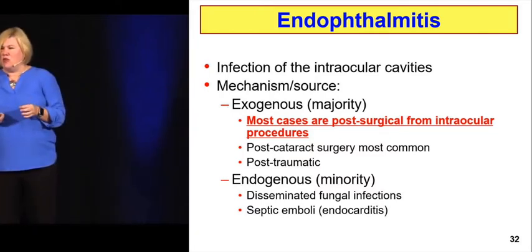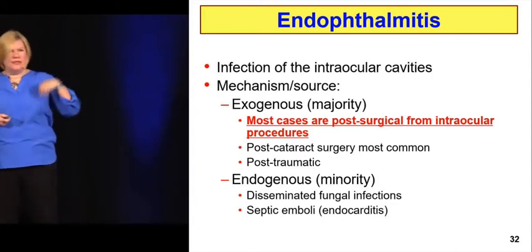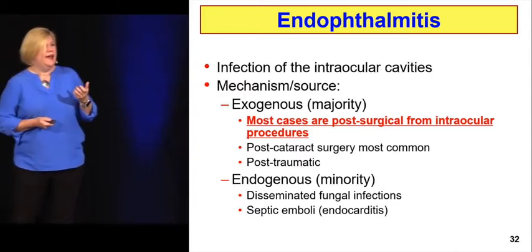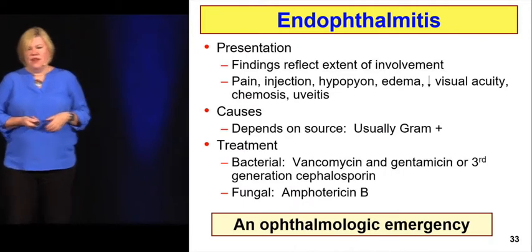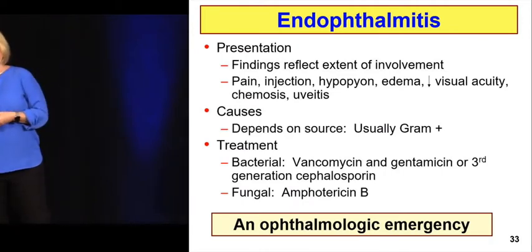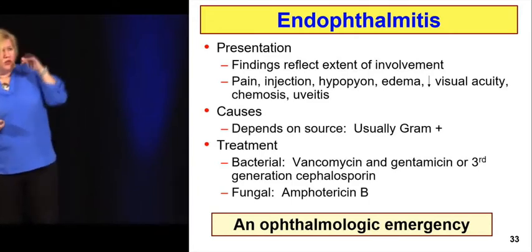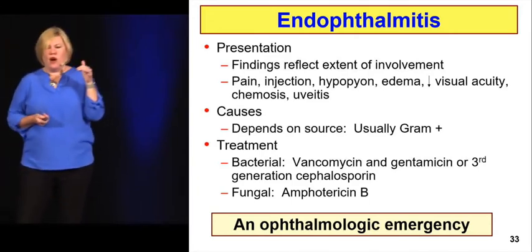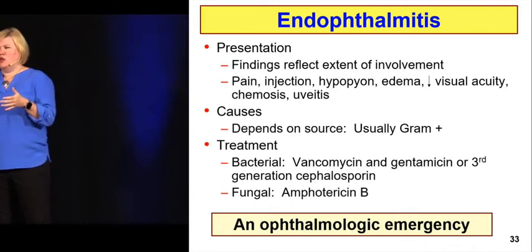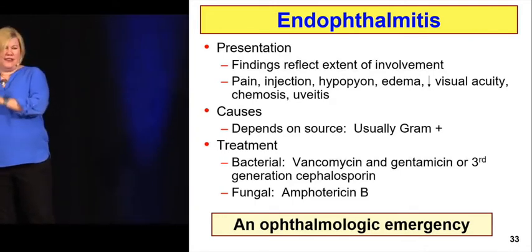It can every once in a while be an endogenous source, some kind of septic emboli, something like that, that can basically take over the eye. Now, how bad it is depends on how bad the involvement is, but we're talking about a painful, injected eye, usually at least a hypopyon, if not more, very edematous, decreased visual acuity, the end spectrum of infected eye.